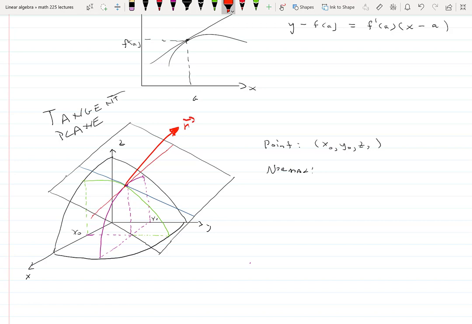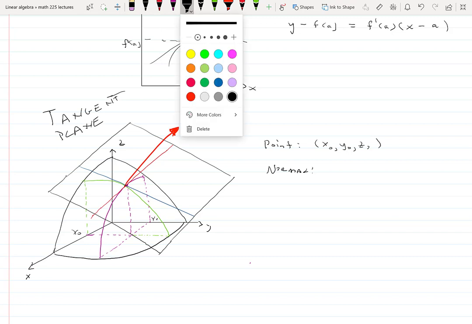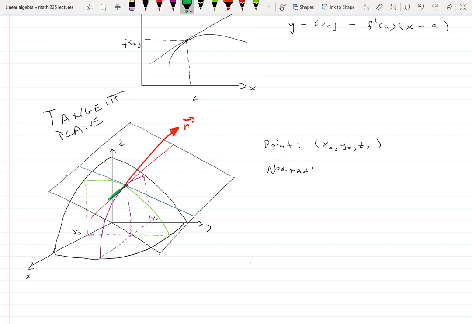Okay. What I'm going to do is create that normal by crossing two vectors. One of those vectors is going to be in the plane of the purple curve. When I hold y constant, it's going to be in the plane of the purple curve. It's going to be a vector along the tangent line. Let me do this in a different color here. It's going to be a green vector, this little green vector right here along the tangent line in the x direction.